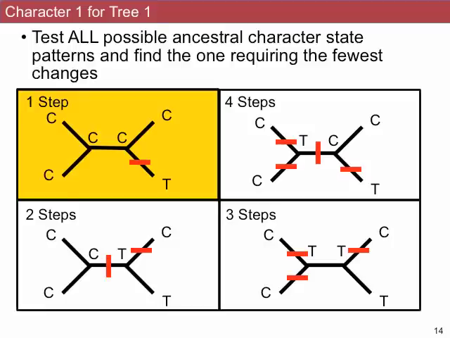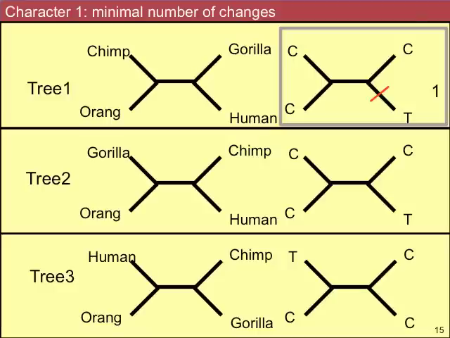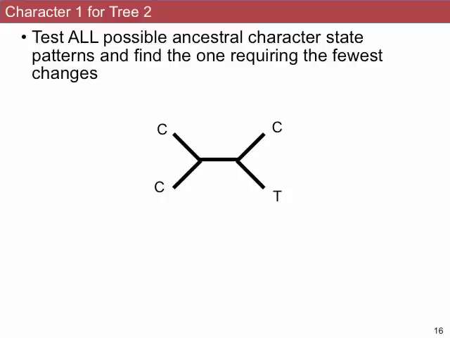So there's no reason to even test those. They are guaranteed to be less parsimonious than one of the patterns where the character states you actually observe are in the ancestral character state patterns. So there are 2 character states and 2 ancestral nodes. 2 times 2 makes 4 possible patterns. These are the 4 possible patterns.